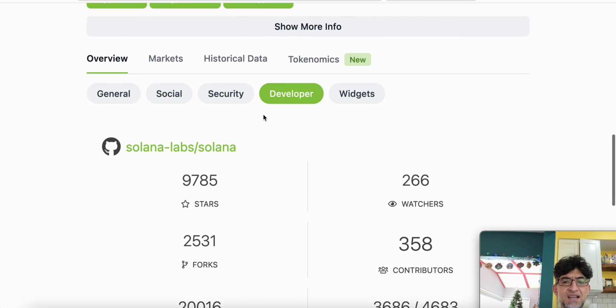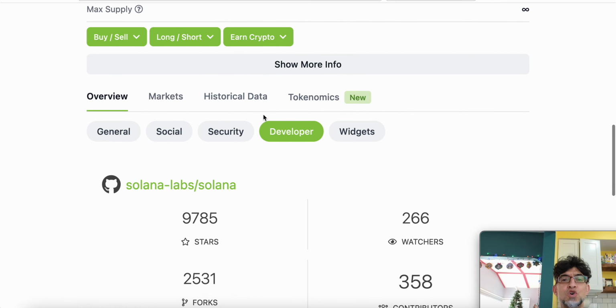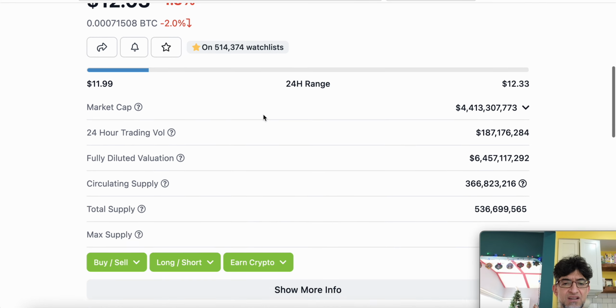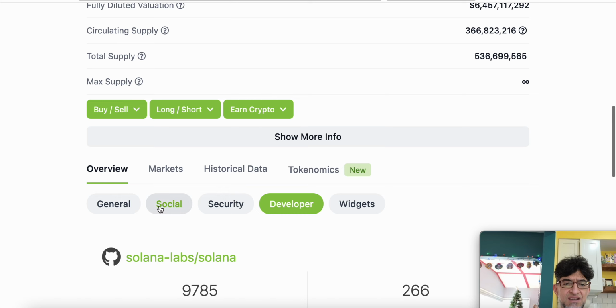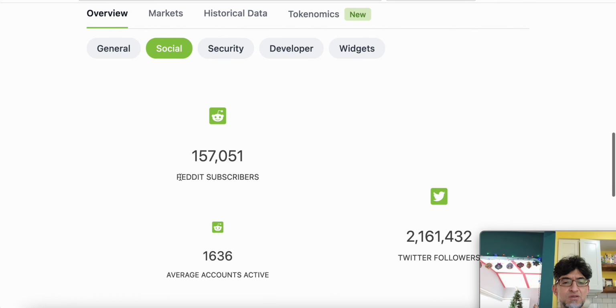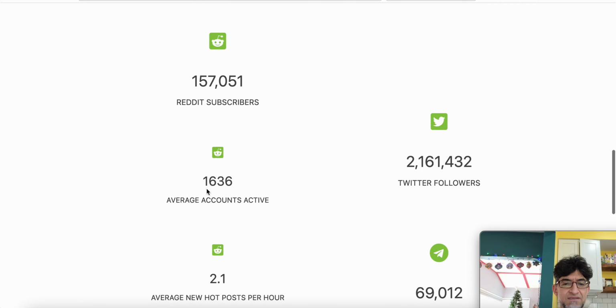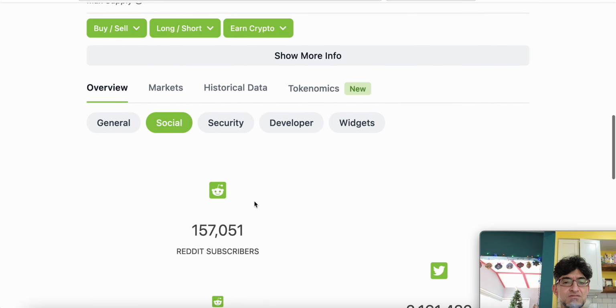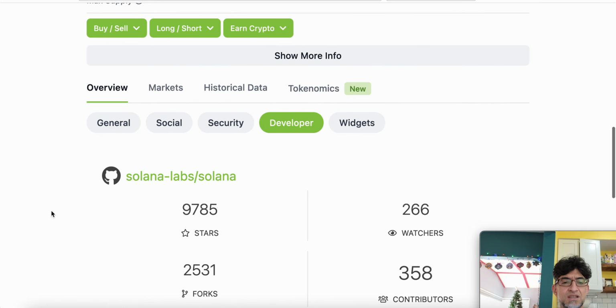So now, this one I tend to like more. This is from CoinGecko.com. You can get a lot of information. So I type in Solana, and then you can choose different things like social, meaning the number of Twitter followers, Reddit average accounts active, Telegram users. So this is really good. But for now, we're just going to talk about developers.